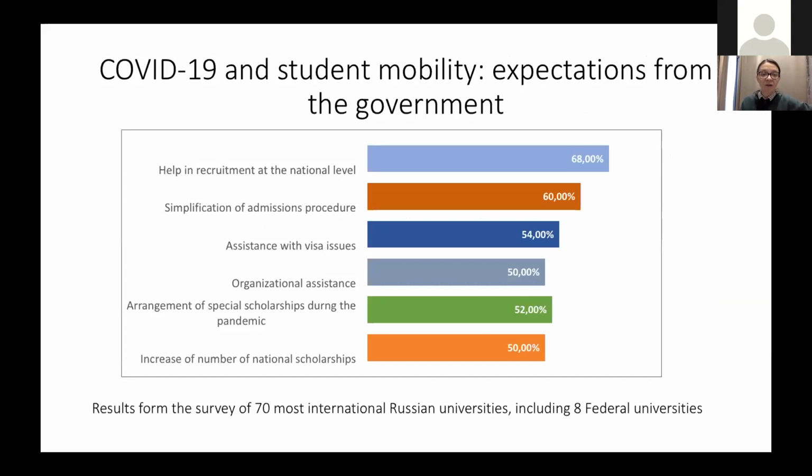The challenges of COVID-19 also pose a lot of questions for national initiatives. For example, here are the results of the survey conducted this summer among Russian universities that attract the majority of international students. The institutions show very deep interest, of course, in national support, especially help in recruitment at the national level, simplification of admissions procedures, assistance with visa issues, and arrangement of special scholarships during the pandemic.